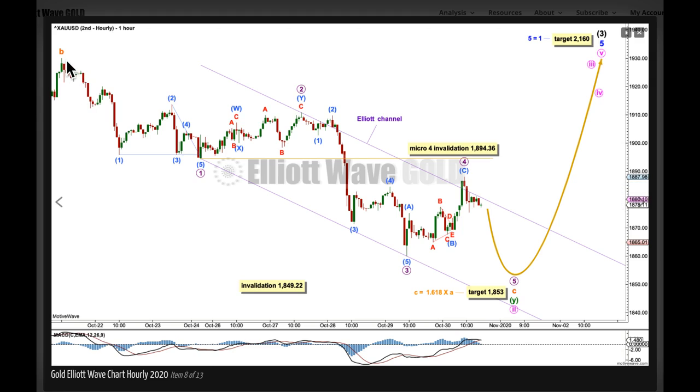At the hourly chart level, here's the end of sub-minuette C within minuette Y within minute 2, and you can see this on the daily chart. 1, 2, 3, 4, 5. I'd expect 5 to move at least below the end of 3 for this wave count, and here's the target for it. For the short term, the structure, invalidation point, target, and channel are exactly the same for both the first main wave count and the second main wave count.